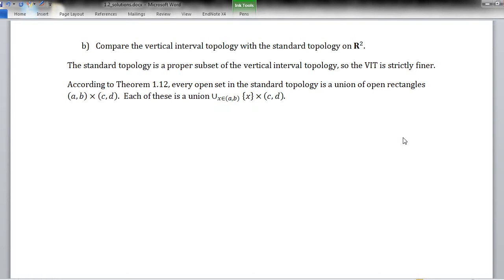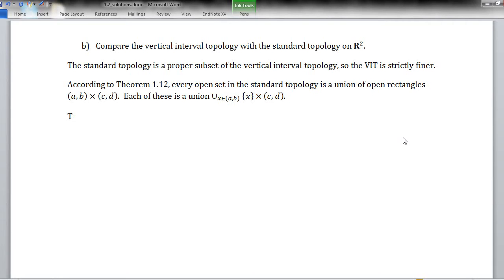So I'm basically saying that if you take an open rectangle, it's made up of a whole bunch of vertical intervals, just sort of vertical slices at all these different x values between A and B. Therefore, put those two things together, every open set in the standard topology is a union of these vertical intervals, and therefore is also open in the vertical interval topology. So that shows that the one topology is a subset of the other. Now, to show that it's a proper subset, we need to show that the topologies are not equal.